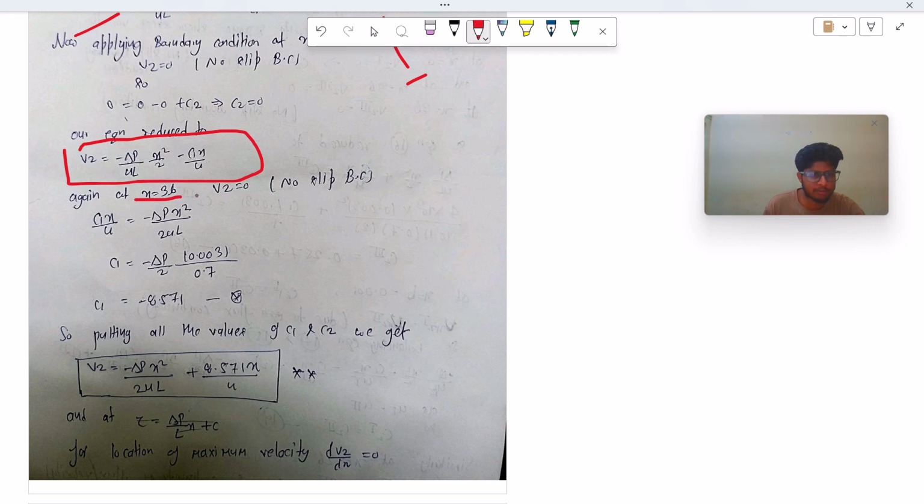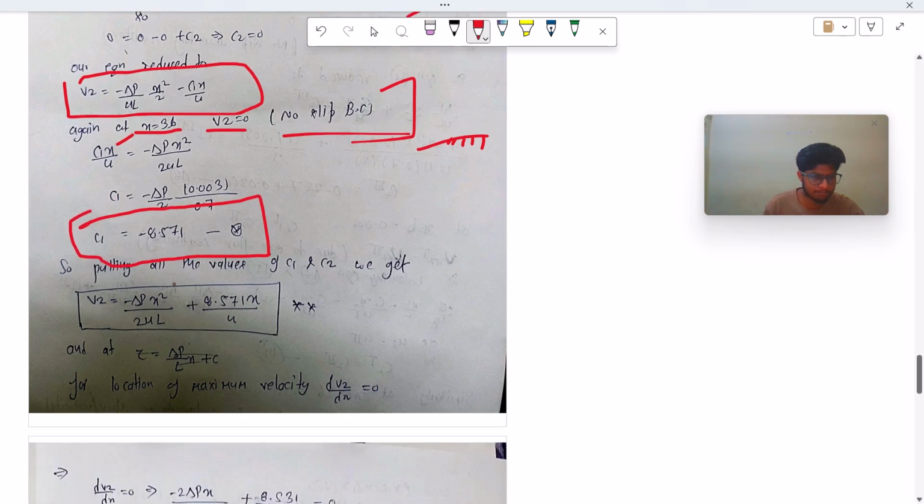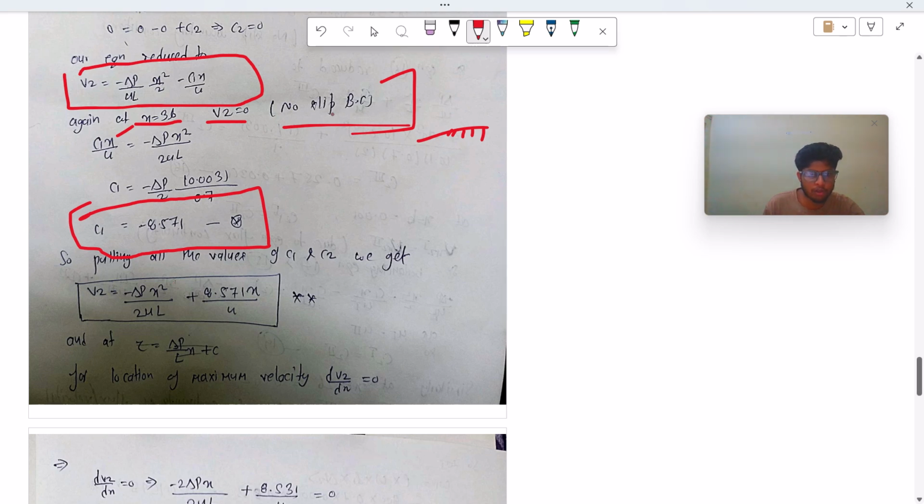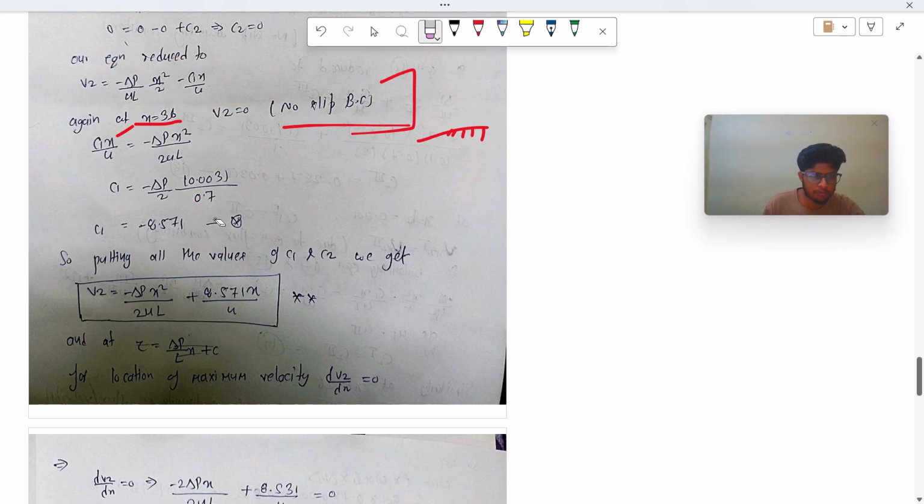Again at x equal to 3b, vz equal to 0. This is a no slip boundary condition. As the top plate does not move, the fluid attached to it is also not moving. So from this boundary condition, if we put the values of x equal to 3b and the values of mu and delta p, we get some value of C1 that is equal to minus 8.571.